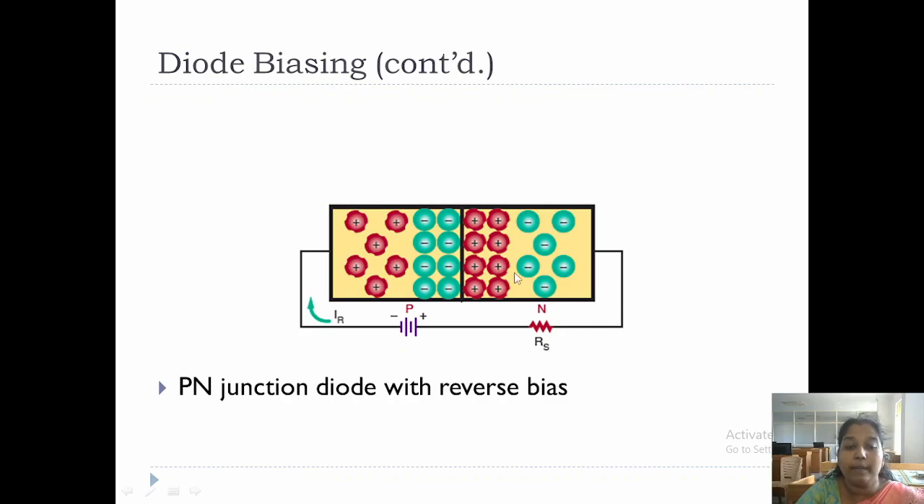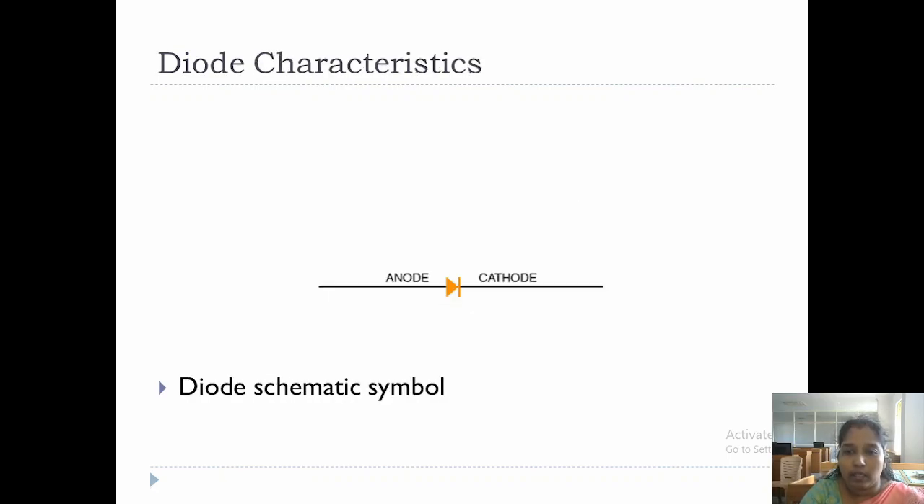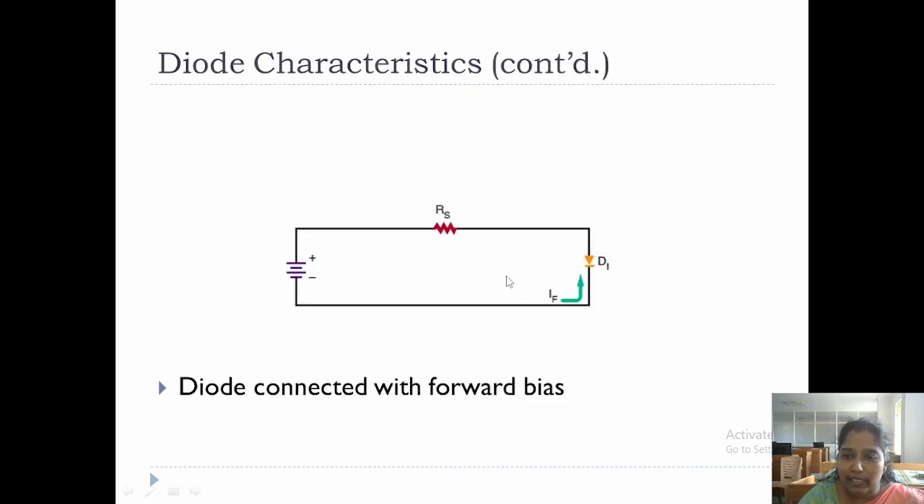This flow of current in reverse bias condition, we call it the reverse saturation current, which is in the range of microamperes. Okay, here this is the schematic symbol of a diode, with two terminals, anode and cathode. And this is the circuit diagram of forward bias condition of a PN junction diode. The p-type is connected to the positive terminal of the battery, and the n-type is connected to the negative terminal of the battery.